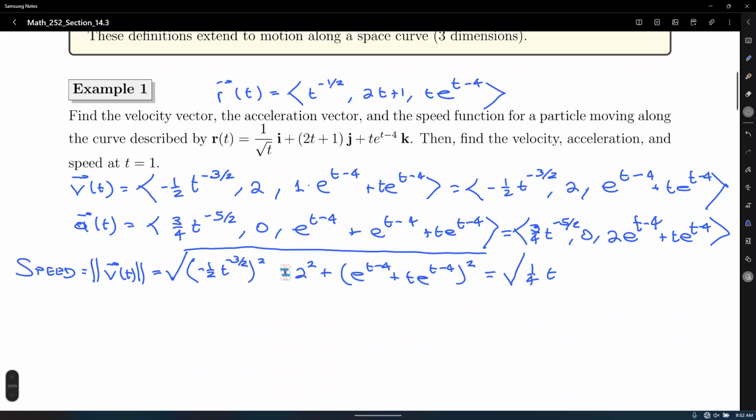Just this, all right? And careful here, because 3/2 raised to the second power, power of another power, multiply the powers, 3/2 times 2, essentially the 2's go away, leaving us with the negative 3. Okay, so that's what we can do. Negative 3, 2 squared equals 4, and this, just leave it squared: e to the t minus 4 plus t e to the t minus 4, quantity squared.